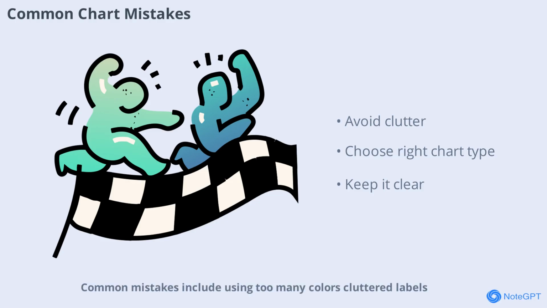Even the best charts can fall short if not designed carefully. Common mistakes include using too many colors, cluttered labels, or inappropriate chart types. Always keep your audience in mind and strive for clarity. Avoid 3D effects that distort data and make sure your chart tells a clear, accurate story. Good design makes your data more persuasive and trustworthy.